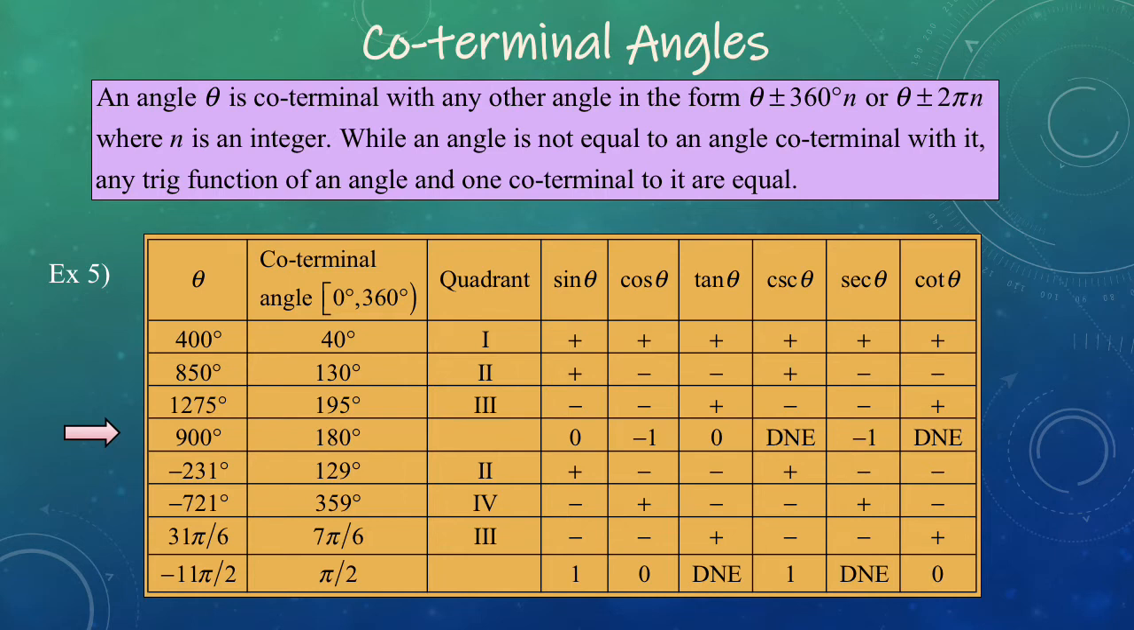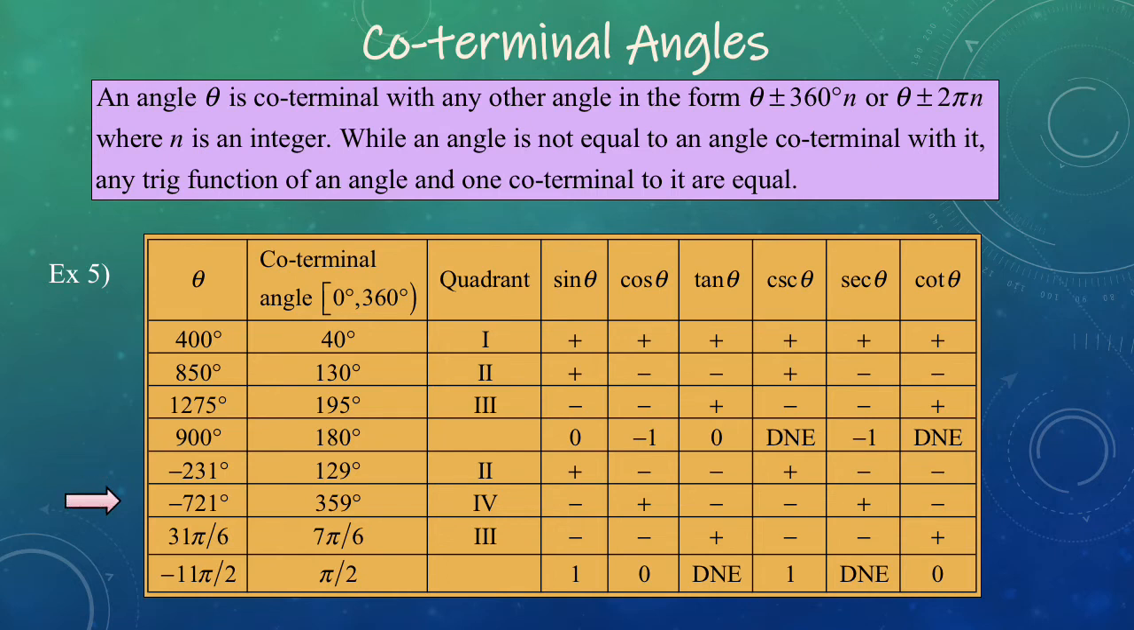So the sine of 900 degrees is 0, as is the tangent of 900 degrees. The cosine and secant of 900 degrees are both -1, and the cotangent of 900 degrees does not exist, as does the cosecant. For -231 degrees, we add 360 degrees, and we get 129 degrees as our coterminal angle. That is a quadrant 2 angle, and as we've seen in quadrant 2, the only trig functions that are positive are sine theta and cosecant theta.